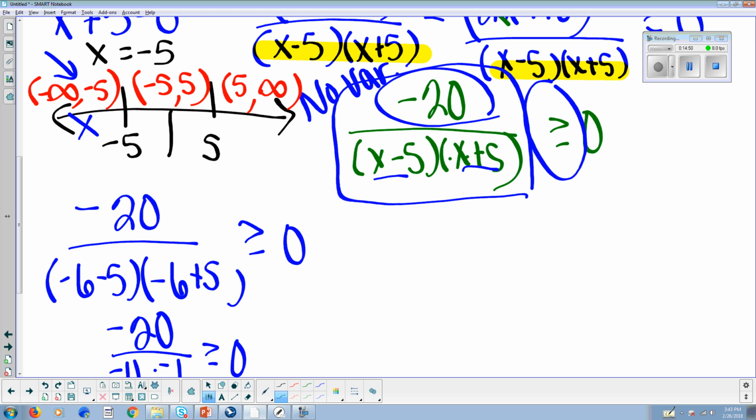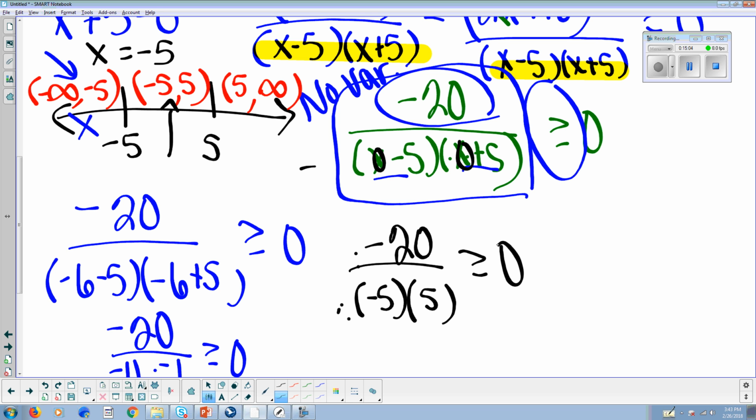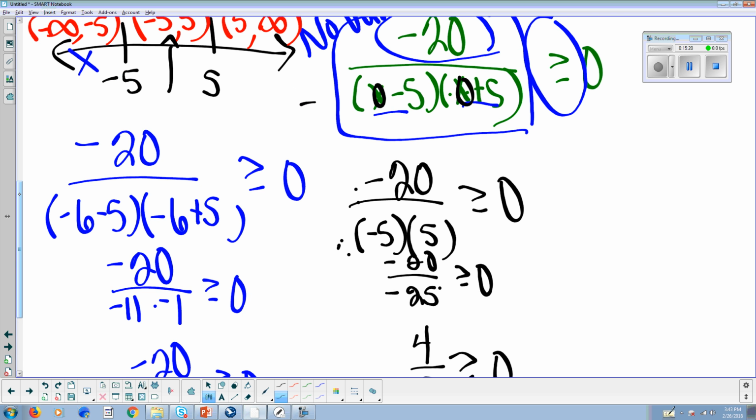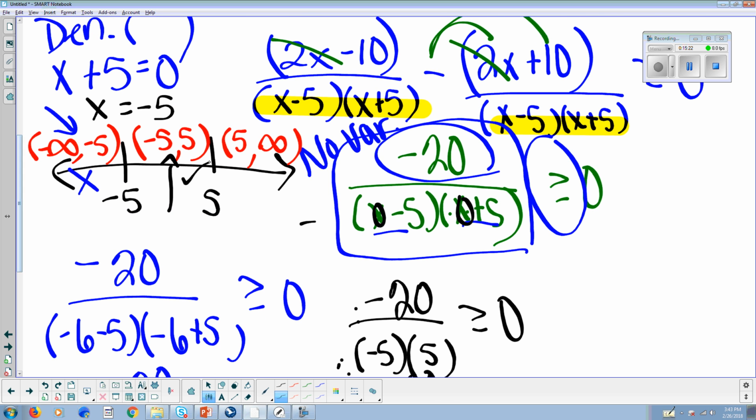From the next interval, I will substitute in a 0. So I'll get -20 over 0 minus 5, if I put a 0 here, I'll get negative 5. And 0 plus 5 will give me 5. So in the denominator, I'm going to get negative 25, and in the numerator, negative 20. Well, negative divided by negative gives me a positive, which reduces to 4/5. 4/5 is greater than 0, so we are going to accept this interval as part of our solution.